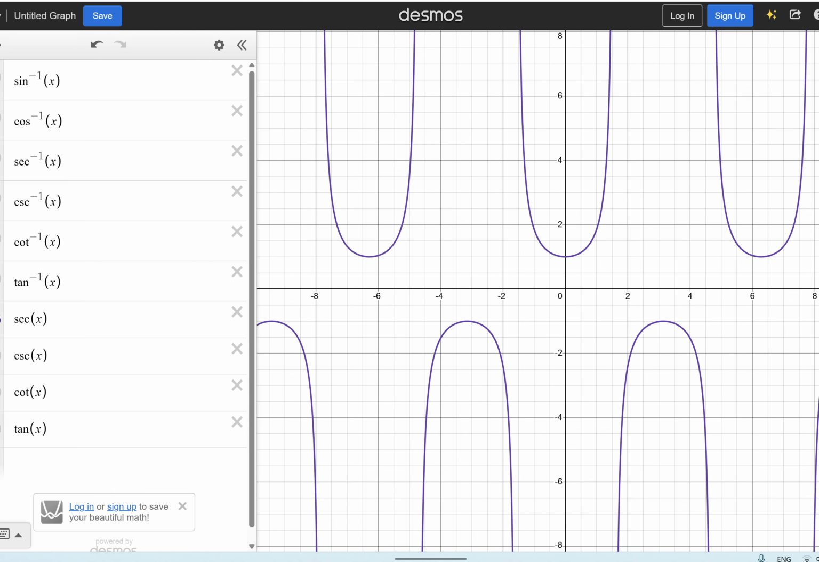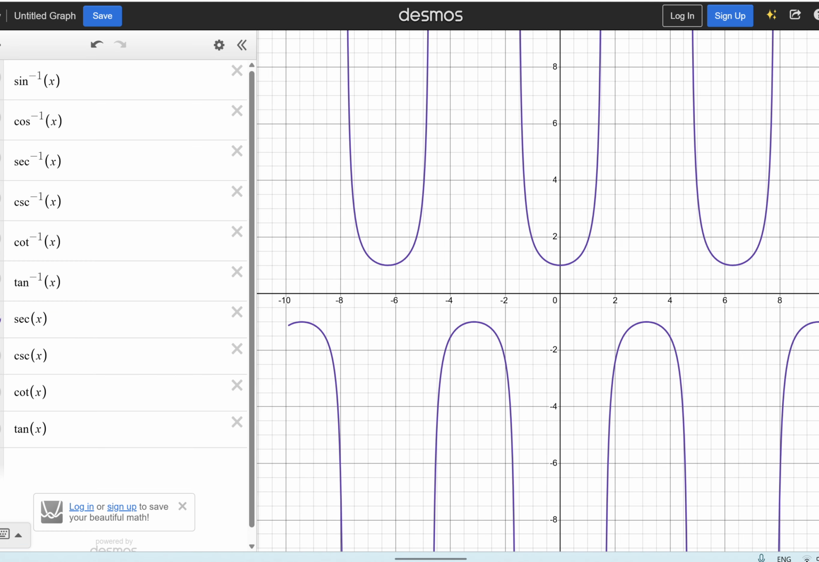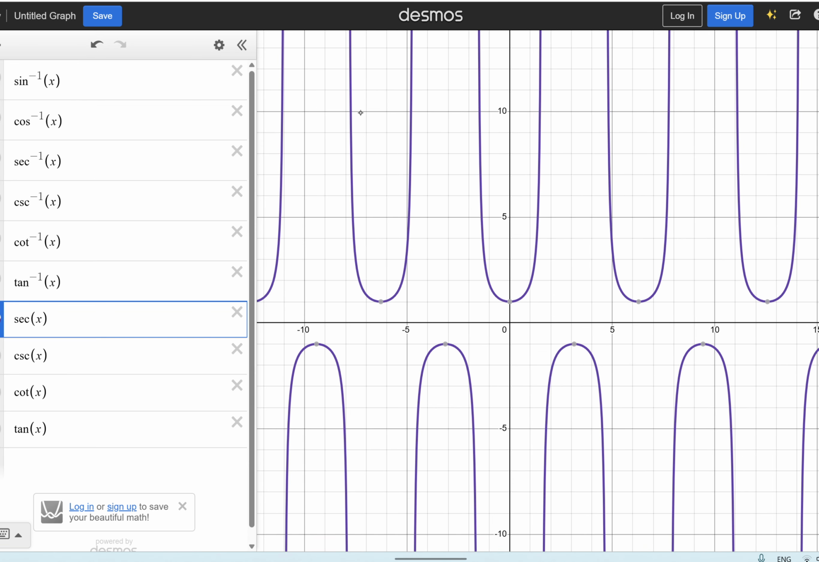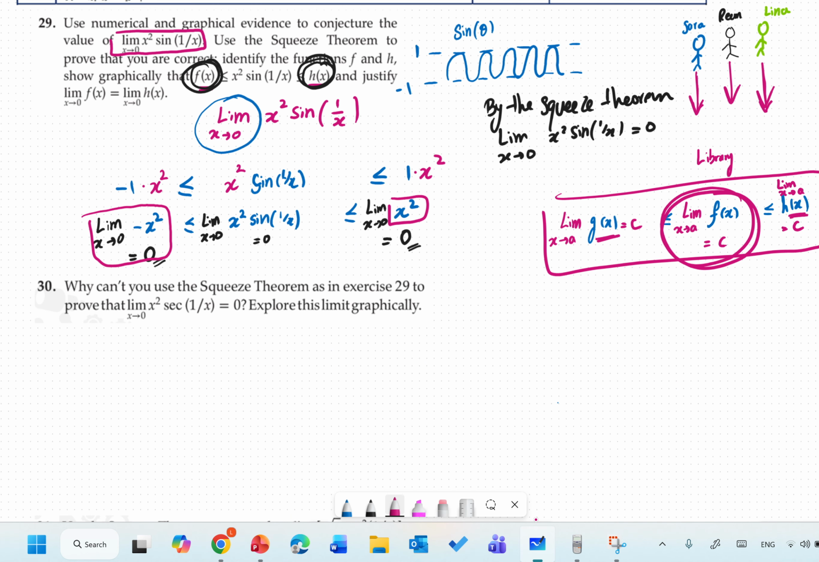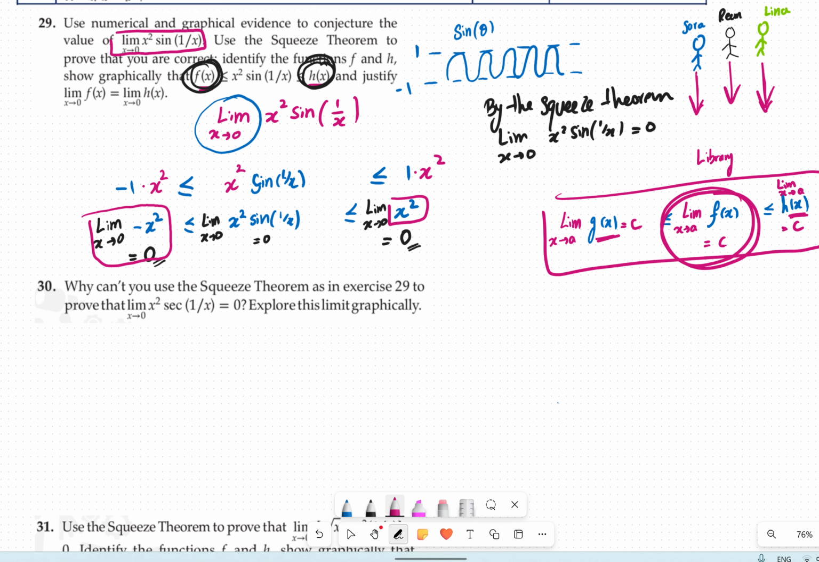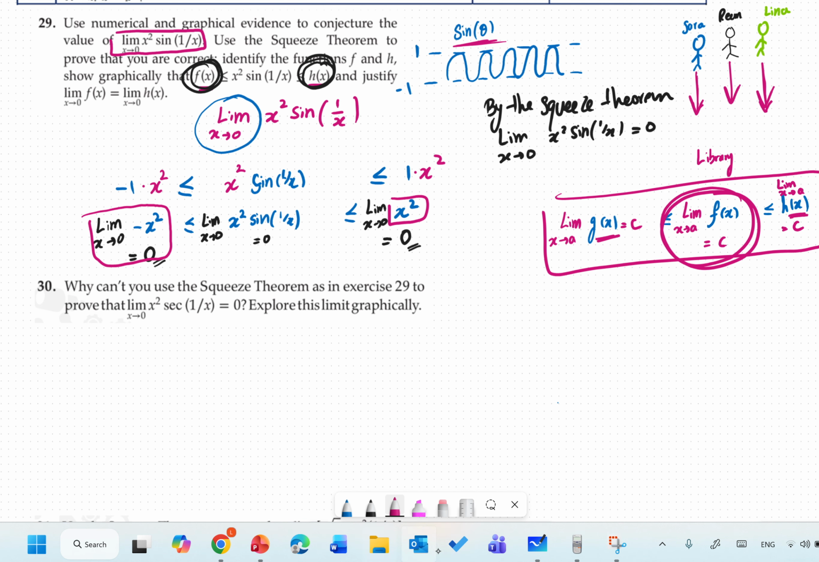So look at the graph of the secant. Notice that the secant keeps going up forever and it keeps going down forever. So the secant is not a bounded function like the sine and the cosine. And that is why we cannot use the squeeze theorem in this one. So only sine and cosine can be used with the squeeze theorem. What about the tan, cotan, all of these?